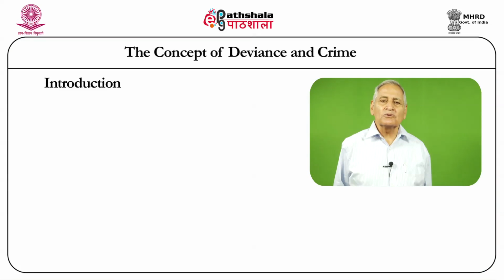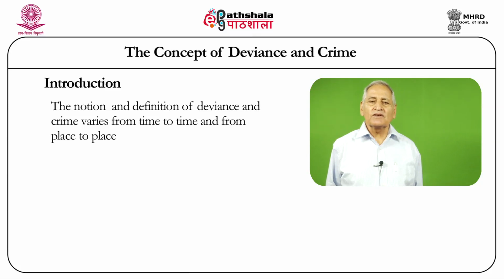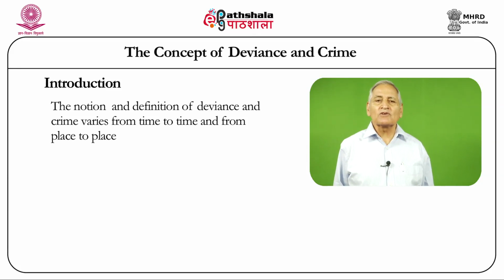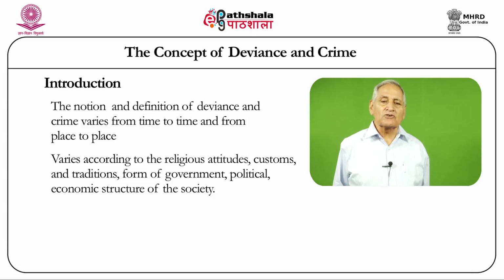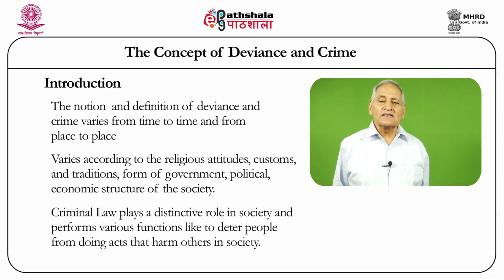We will introduce to you the concept of deviance and crime. The notion and definition of deviance and crime varies from time to time and from place to place. It varies according to the religious attitudes, customs and traditions, and the forms of the government, their political and economic structure of the society. The criminal law plays a distinctive role in society and performs various functions, like to deter people from doing acts that harm others in the society.